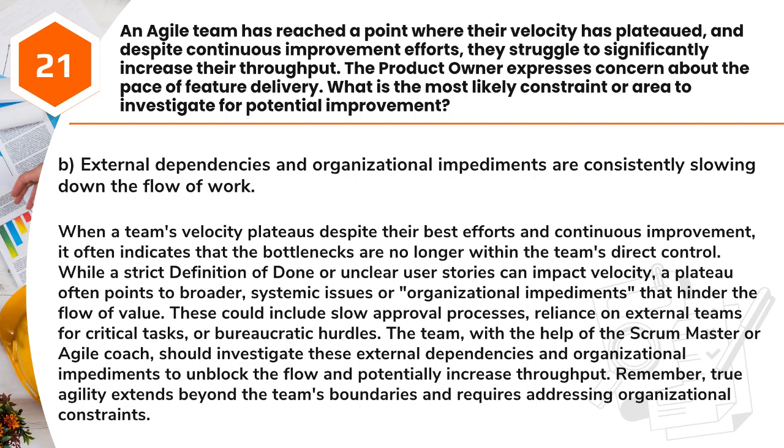These could include slow approval processes, reliance on external teams for critical tasks, or bureaucratic hurdles. The team, with the help of the Scrum Master or Agile coach, should investigate these external dependencies and organizational impediments to unblock the flow and potentially increase throughput. Remember, true agility extends beyond the team's boundaries and requires addressing organizational constraints.